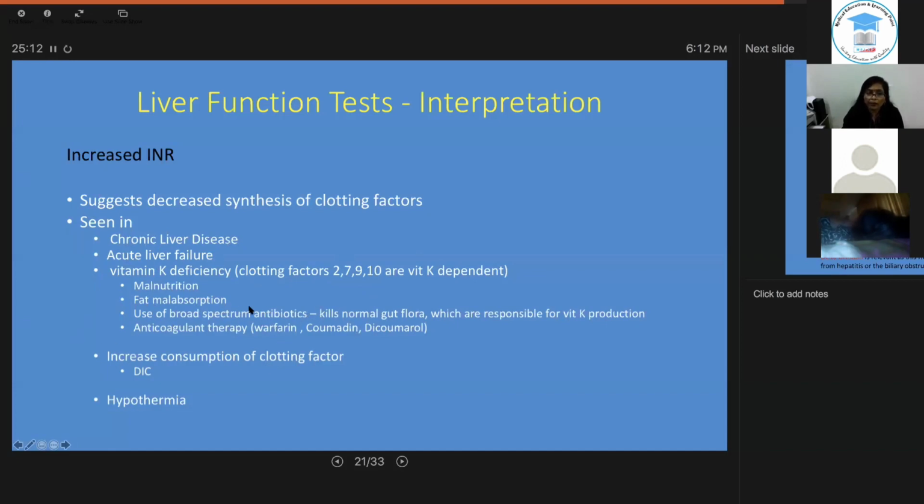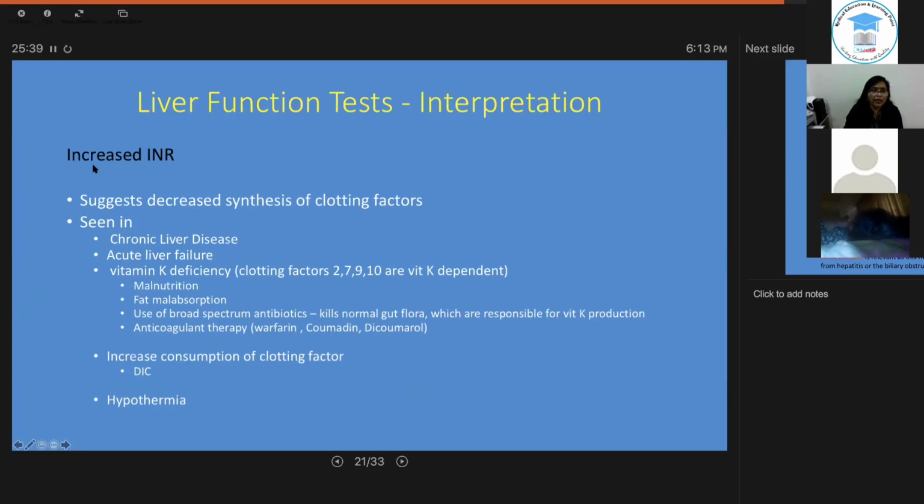What happens is these antibiotics kill the normal gut flora, which is responsible for production of vitamin K. Then lastly, a patient who is on anticoagulant therapy like warfarin, coumarin, dicumarol. So all these can cause raised PT-INR. Increased consumption of clotting factors, like in DIC, and rarely in hypothermia also, a patient can have raised INR.